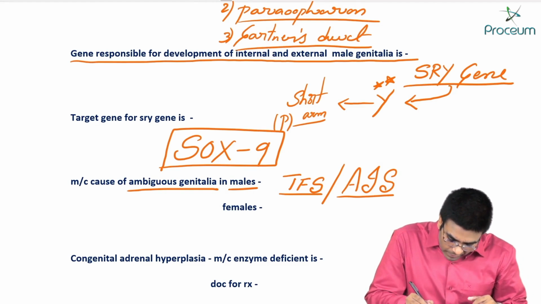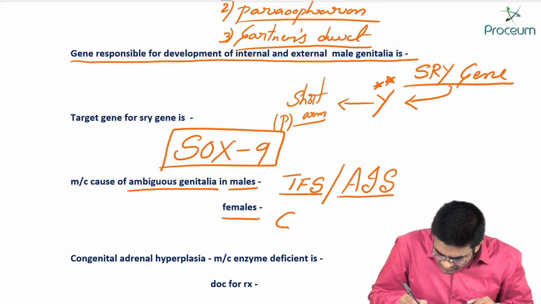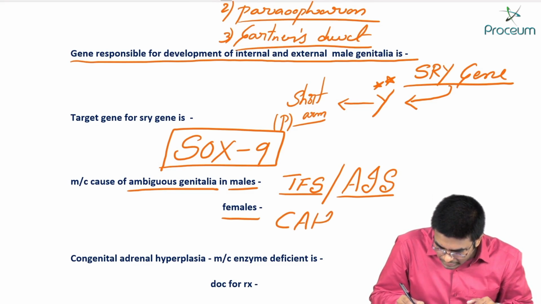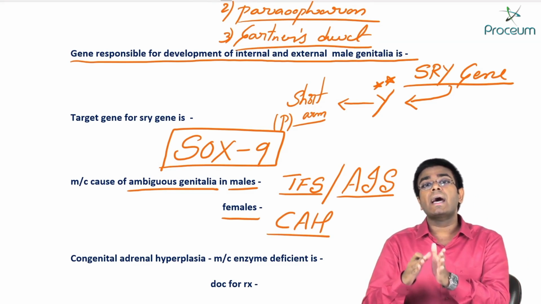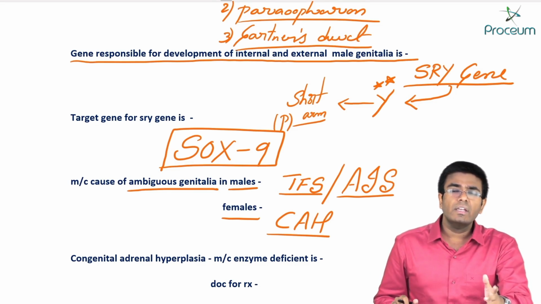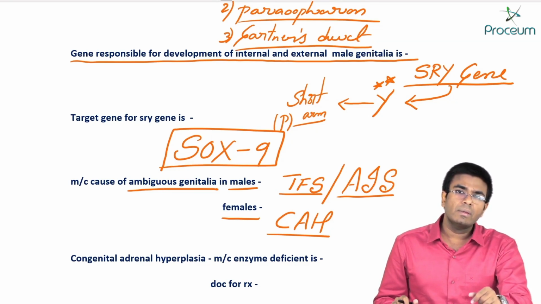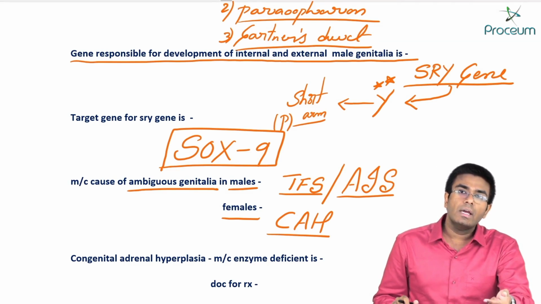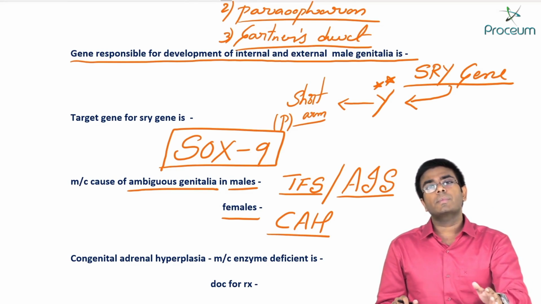Now, in females, the most common cause of this ambiguity is congenital adrenal hyperplasia. The name itself says it: there is adrenal gland hyperplasia. We know that from the adrenal cortex, three main important hormones are produced. What are they? Mineralocorticoid, for example aldosterone. Glucocorticoid, for example cortisol. And the sex corticoid, dehydroepiandrosterone, is produced from the adrenal gland.